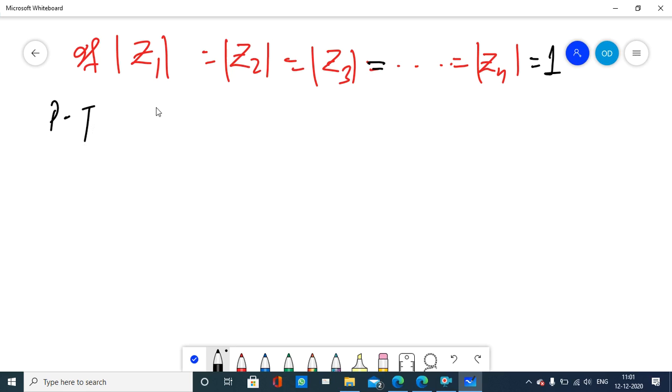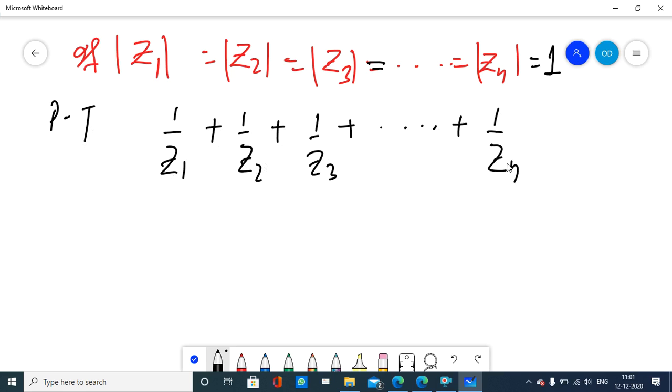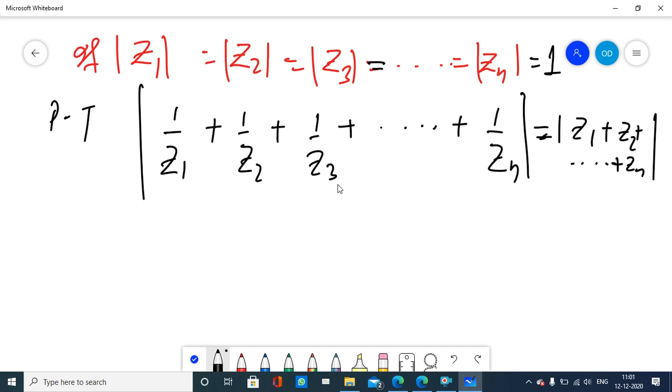Then prove that the modulus of 1 upon Z1 plus 1 upon Z2 plus 1 upon Z3 plus dot dot dot plus 1 upon Zn is equal to the modulus of Z1 plus Z2 plus dot dot dot plus Zn. Okay, we have to prove it. Everybody got the concept? Clear, sir.